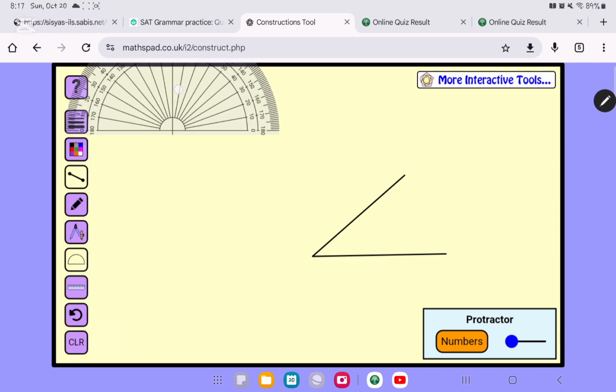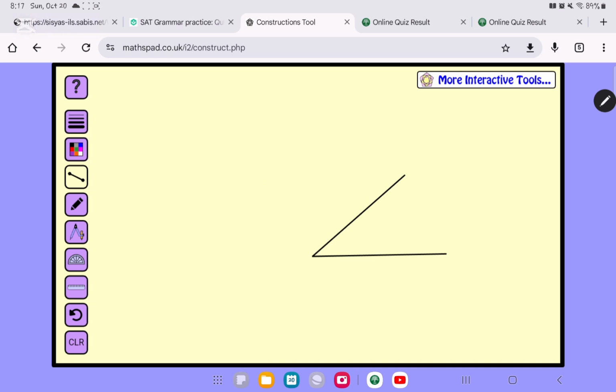So without using the protractor, I'll make it disappear for now. And using the compass, what are we gonna do? The very first thing we are gonna do is that before we use the compass, we are gonna name our angle. Let's call this angle A, B, C. So BAC actually, it's angle BAC.